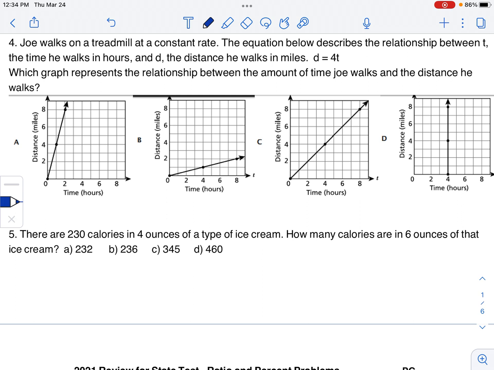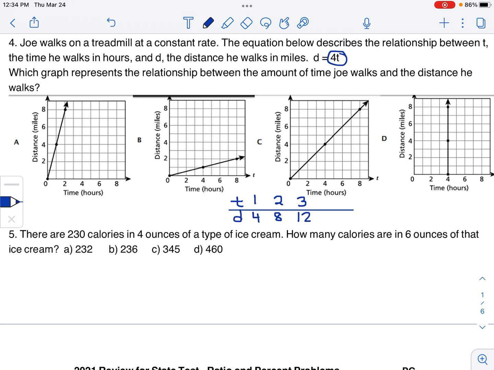So I'm going to jot down here a little ratio table, distance and time, and let's say Joe walks 1 hour. That means he's walked 4 miles, because we need to multiply the time times 4 to make the number of miles. If he walks for 2 hours, 2 times 4 would give us 8 miles. If he walks for 3 hours, 3 times 4 would give us 12 miles. Right? So now we're going to look at which of these graphs represents those points appropriately.